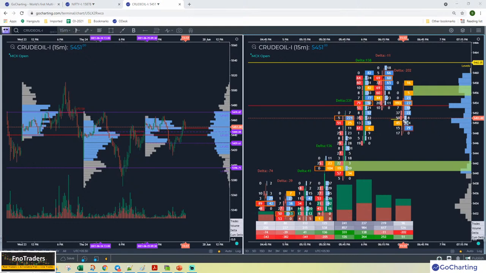When I say every block, this is one block, buy sell. This is another block. This is another block. So each is 1 point.